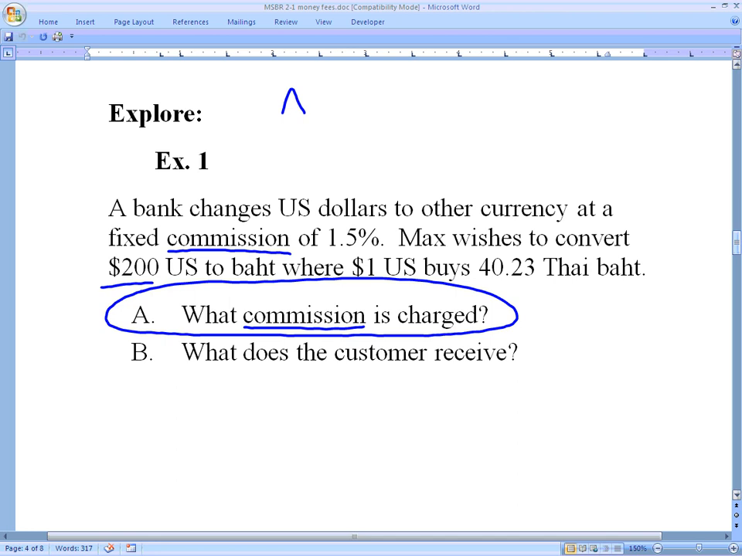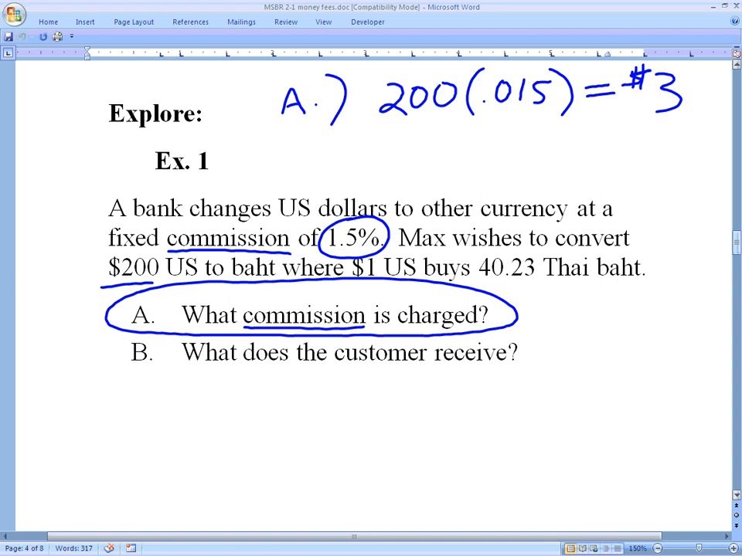So we have for part A, $200, and the commission is just going to be 1.5% of that. How do you find the percent of something? Always multiply. Again, we have a percentage here of 1.5. We move our decimal two places, so 0.015 would be our decimal equivalent of 1.5%. So we simply multiply these and we end up with $3. And that would be the commission that was charged in part A.